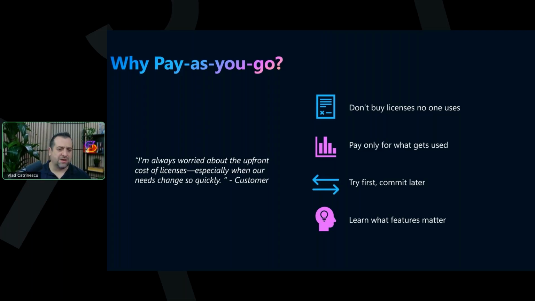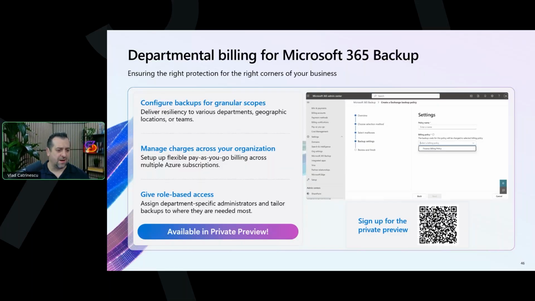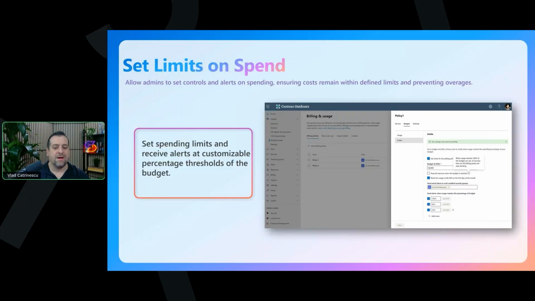So departmental billing for M365 backup is now in private preview. They're going to bring departmental billing for autofill columns, for all the stuff in M365 document processing. So you're going to be able to charge back to HR and to marketing the usage that they have. It doesn't all have to come out of IT budgets. We're also soon going to be able to set spending limits and receive alerts for different billing policies. So that is kind of cool.